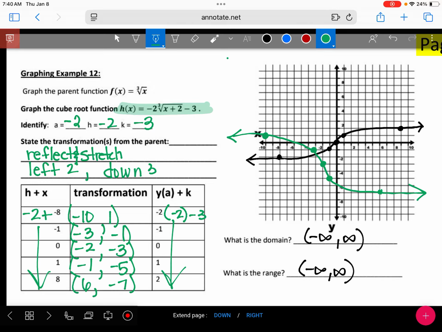Okay, this is what my graph looked like. And if you compare it, you can see that it did flip. It does stretch. It moved left and it moved down. So after you finish out that note, take out your homework and we're going to finish it out.